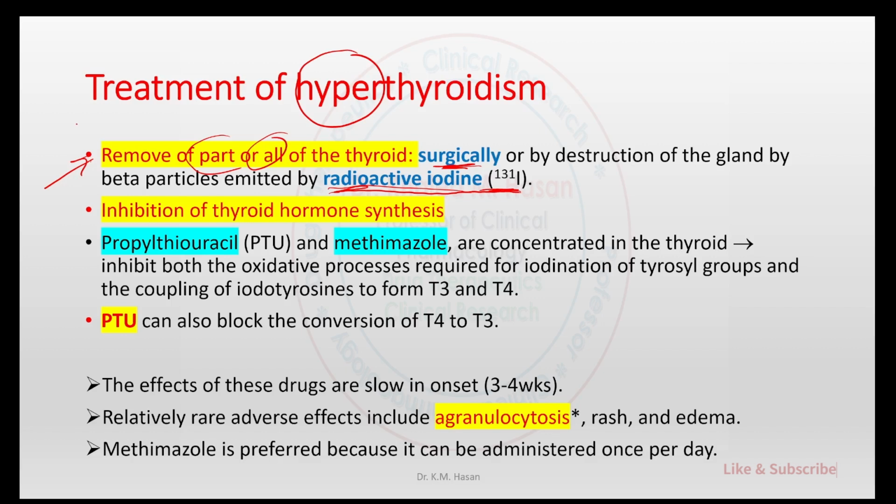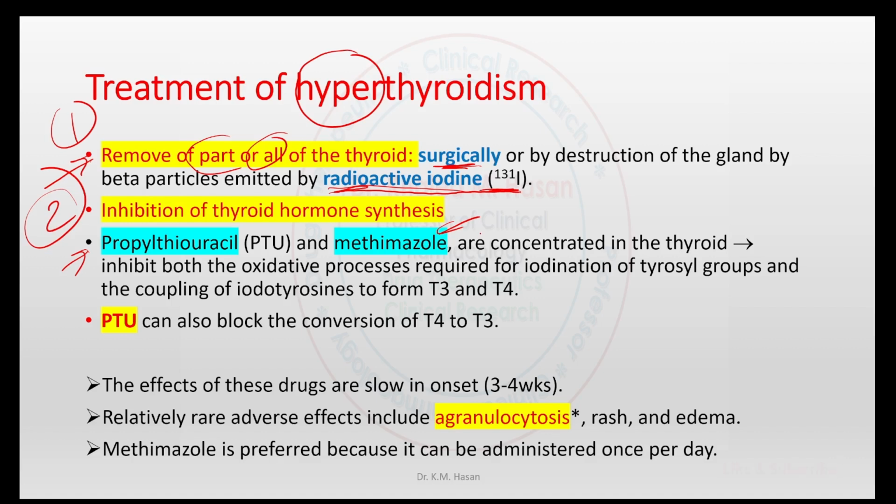This is number one, this one option. Another option is using medication. We have two medications. These two medications inhibit thyroid hormone synthesis. We have propylthiouracil, or we have methimazole. So two medications are used for patients with hyperthyroidism. I'll repeat it: propylthiouracil, methimazole.